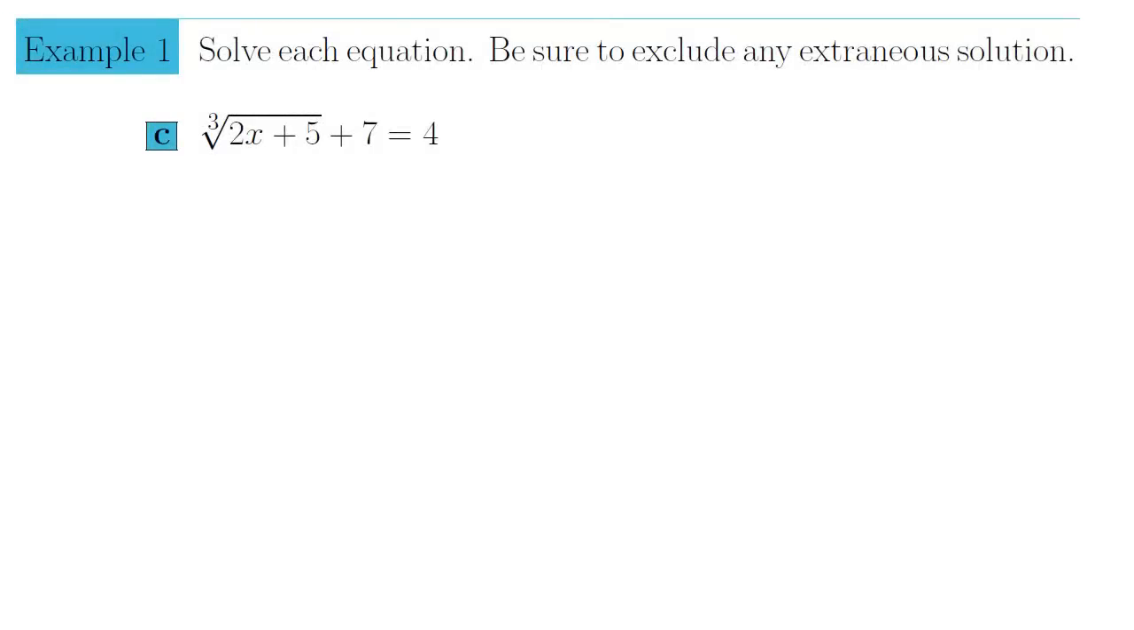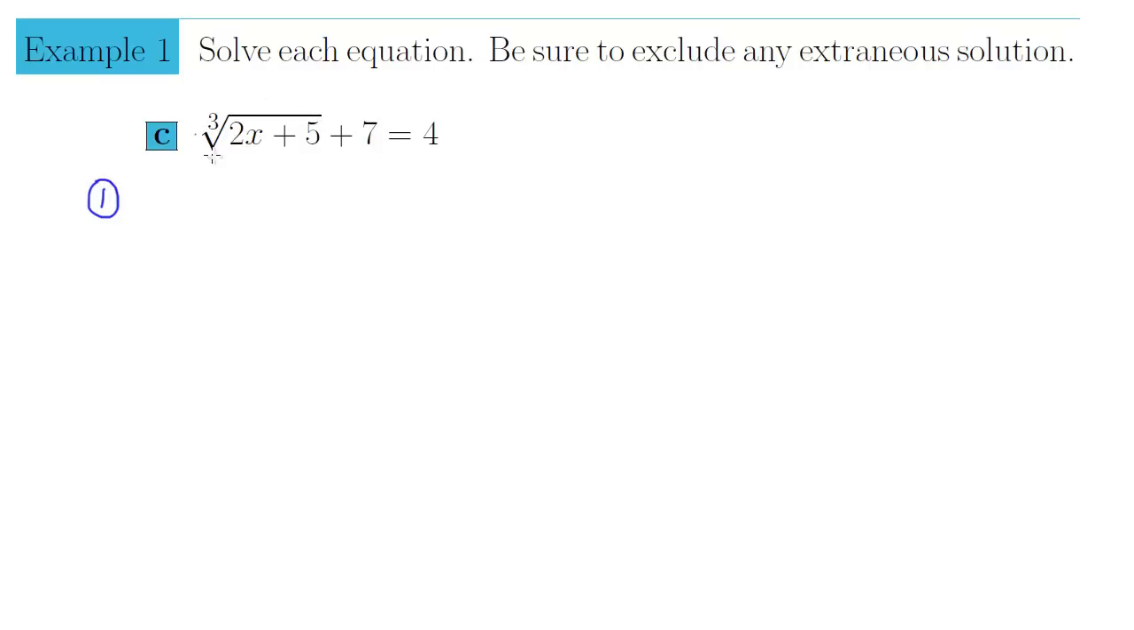So for our third equation, part C here, we have to deal with a cube root. Right, we're given the cube root of 2x plus 5, plus 7 outside of the root, is equal to 4. So the strategy is the same for all radical equations. First, you have to isolate the radical. Okay, so let's do that.